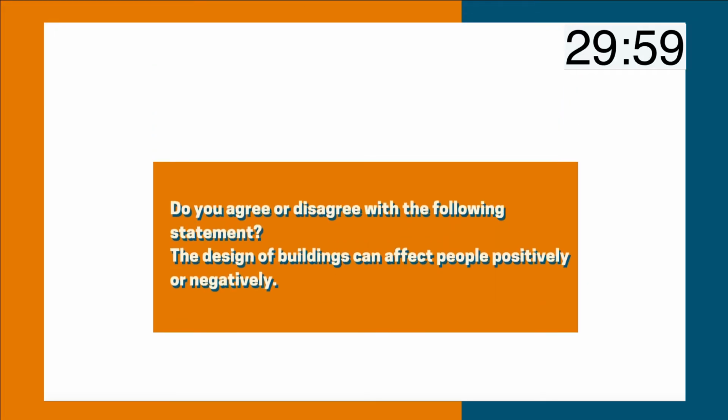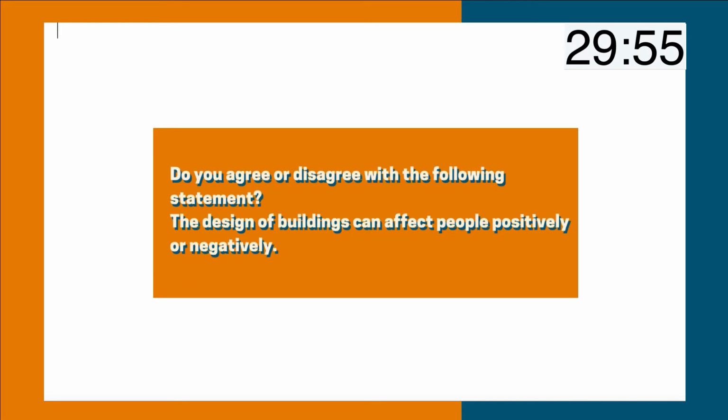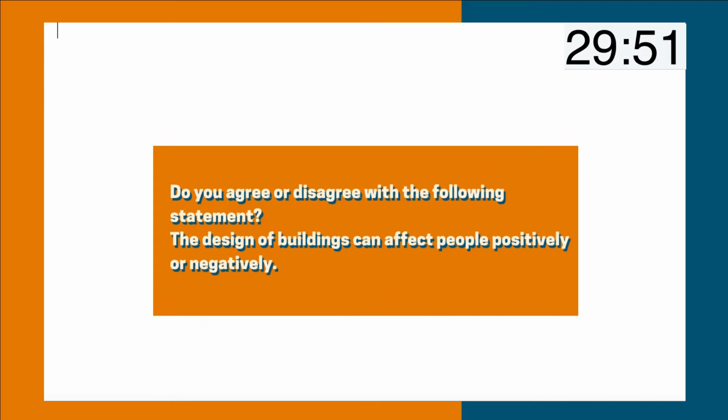So here's the task prompt. Do you agree or disagree with the following statement? The design of a building can affect people positively or negatively. Every time I'm on a writing task, I always do 3 things first before writing down anything. So now the first thing is set the theme. So I'm going to agree with the statement since it says positive and negative effects. So I'm going to touch upon both sides a bit later.